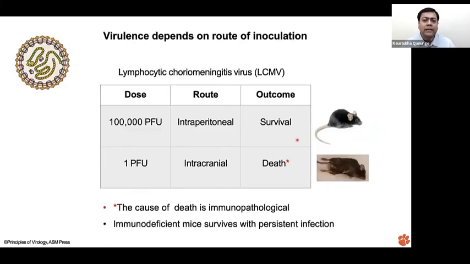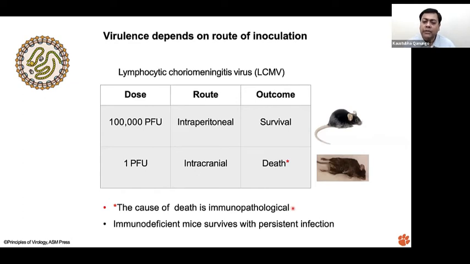So next we are looking at the viral virulence, which also depends upon the route of inoculation, where you put your virus. This can be easily understood with LCMV, which is a very good virus for modeling purposes. This is an arenavirus, and lymphocytic choriomeningitis virus causes meningitis in the mouse. If you put 100,000 PFU intraperitoneally, the mouse survives. You just put 1 PFU intracranially inside the brain, and there is a death of the mice. And the cause of death is immunopathological.